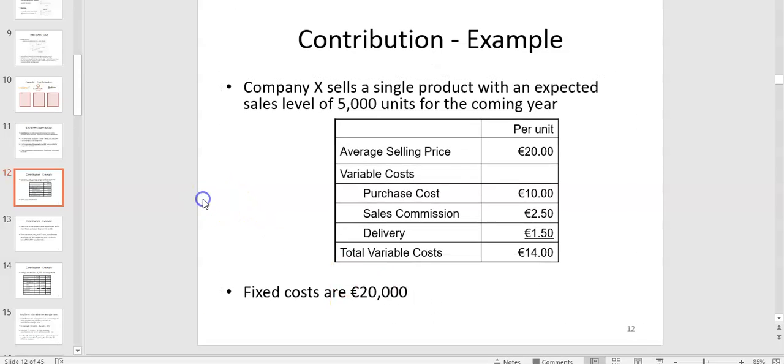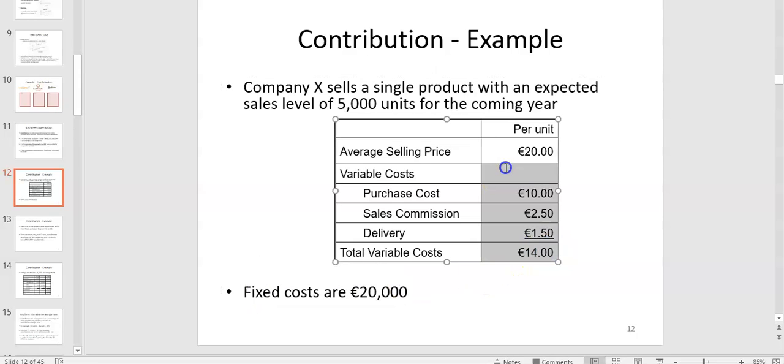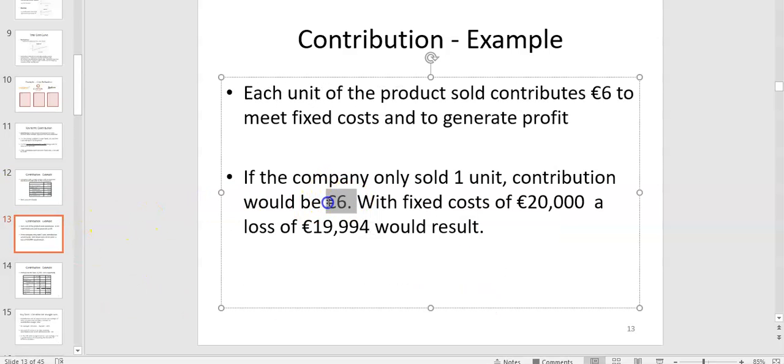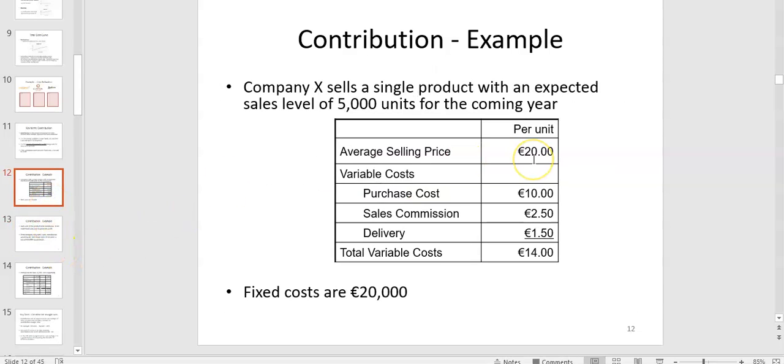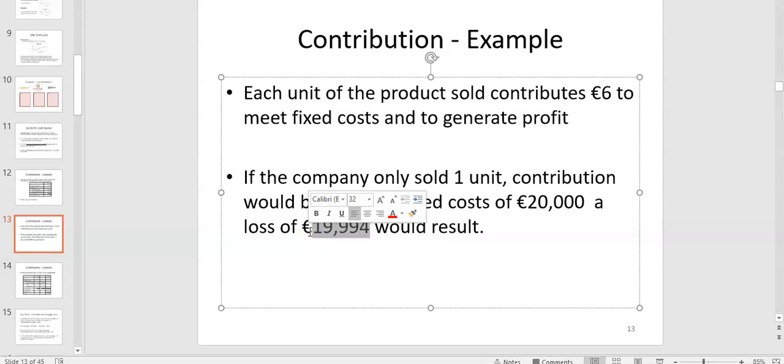So you can start to see already that we can figure out how many units at 6 euro we need to sell to make sure we cover all our costs. The 14 is already covered as part of here. So our contribution is going to be 6 euro. If we only sell one unit, we've made a contribution of 6, but we have fixed costs of 20,000, so we're going to make a loss of 19,994. Again, we haven't sold enough to cover our fixed cost.